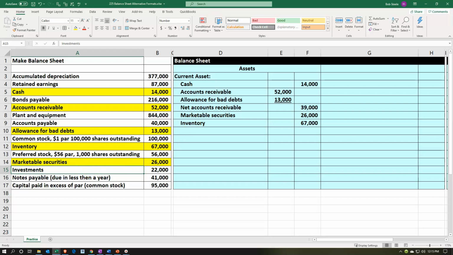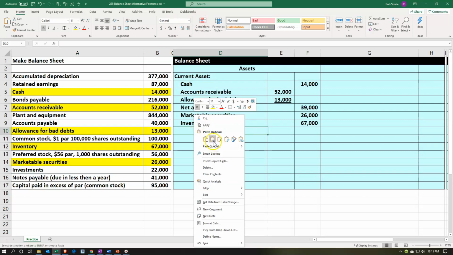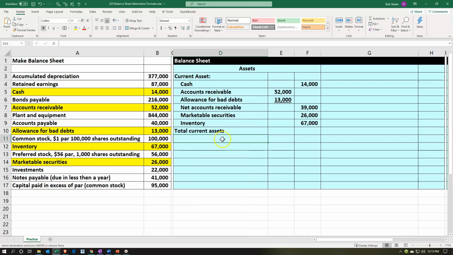So let's go ahead and sum this up. This is going to be total current assets. I'm going to indent this twice, so I'm going to go to the Home tab, Alignment, and indent twice. So now it's a colon, indented to show that it's a subcategory, and double indented to show the sub-subcategory.